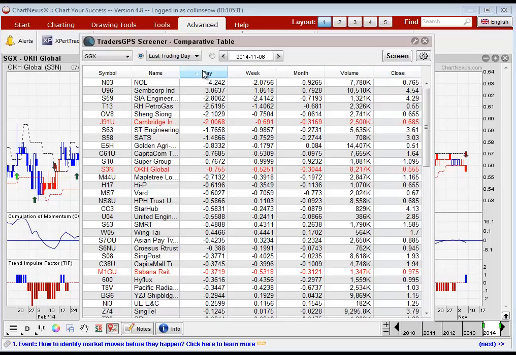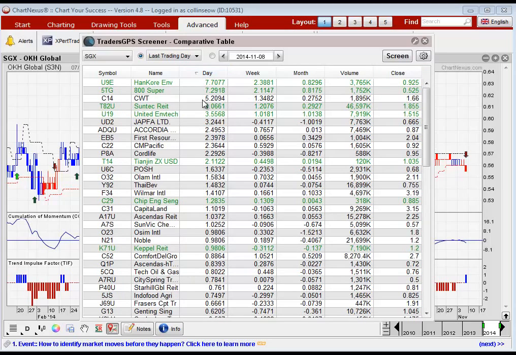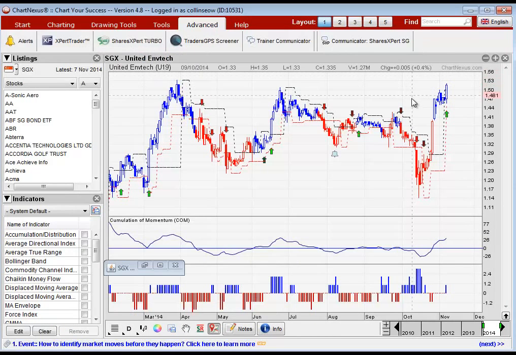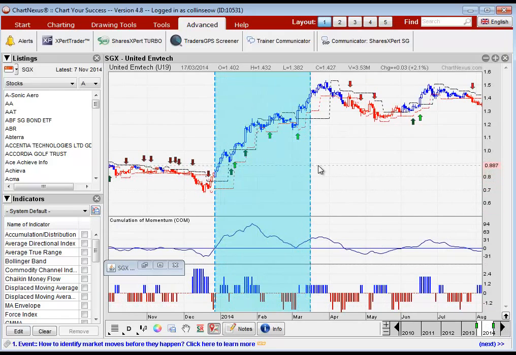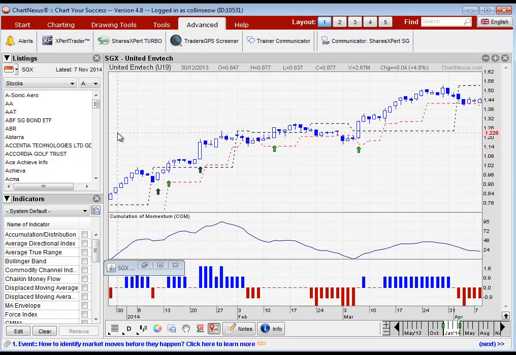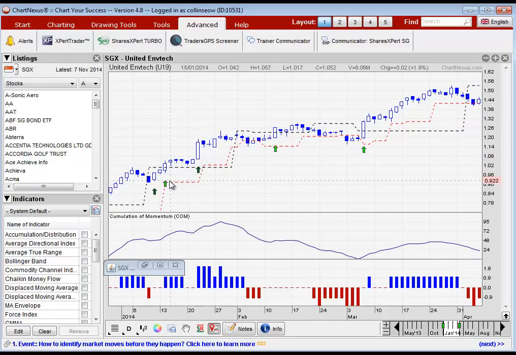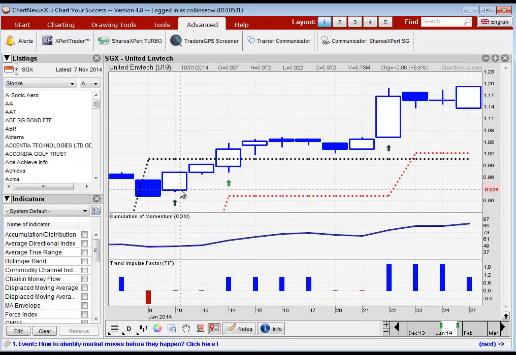Next is how much to buy or sell. Let's say for example, we take one more, United Environment Tech, just as an example. And let's say we move backwards in time to here. How much to buy? On each arrow, we will accumulate position. For example, in this case, this arrow has no trend impulse, so maybe we will not even initiate a position. When the first arrow appears with trend impulse, we will maybe do 50% of the intended size.